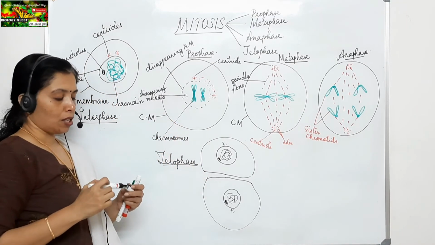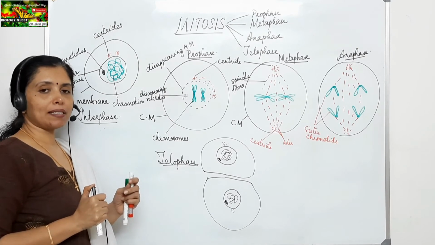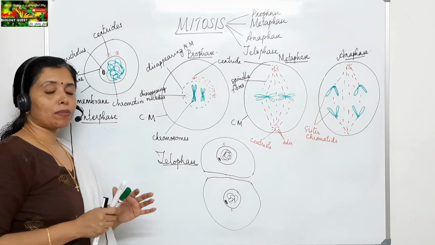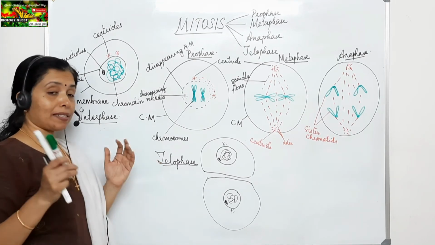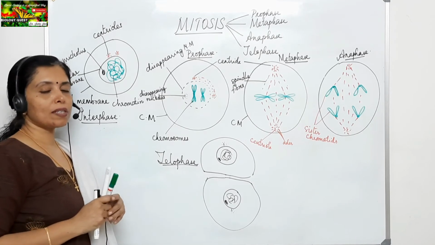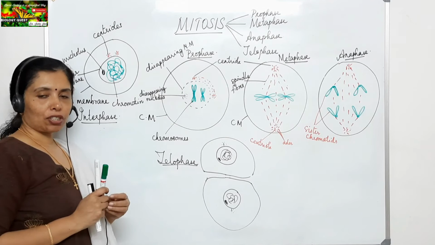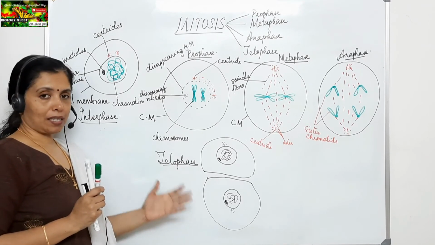Telophase. Remember, in animal cell, how does cytokinesis take place? By the formation of furrows. Where are the furrows formed? The furrows are formed at the periphery, at the cell membrane. The cell membrane forms the furrows. The furrows extend towards the center, and hence the direction of formation is centripetal.